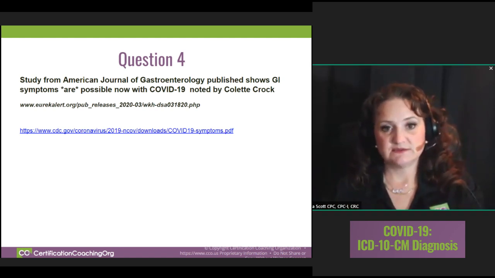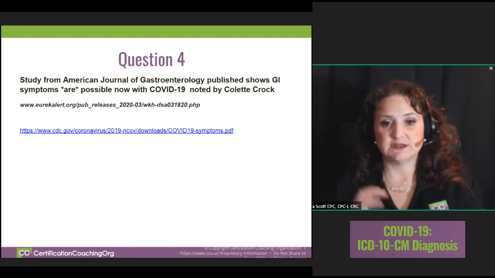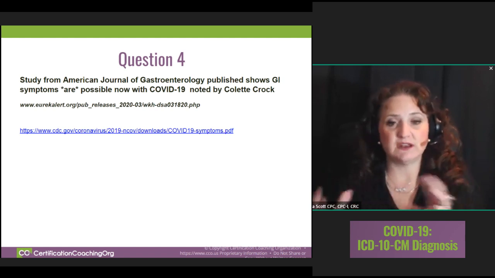COVID-19 is new. That's one of the reasons it became a pandemic. It got out of hand and spread globally. And we don't know whether it's morphing or not.